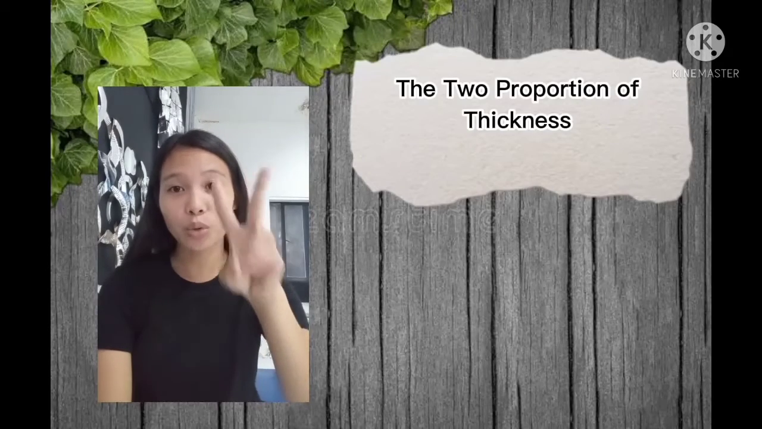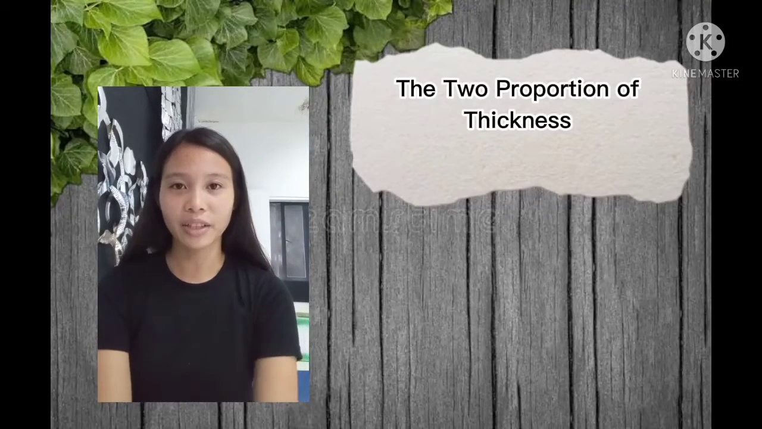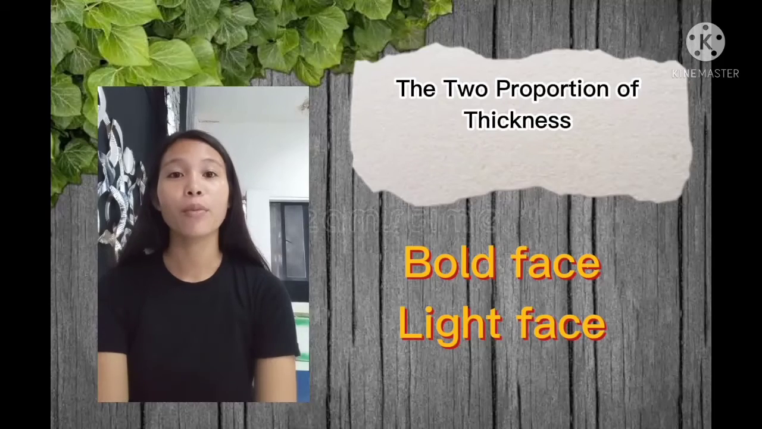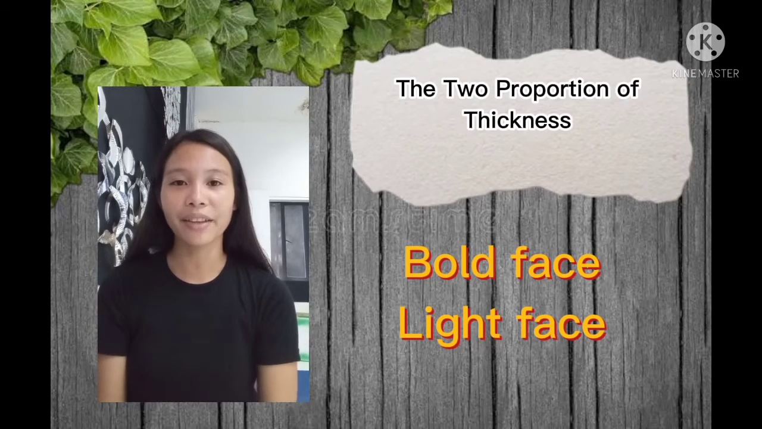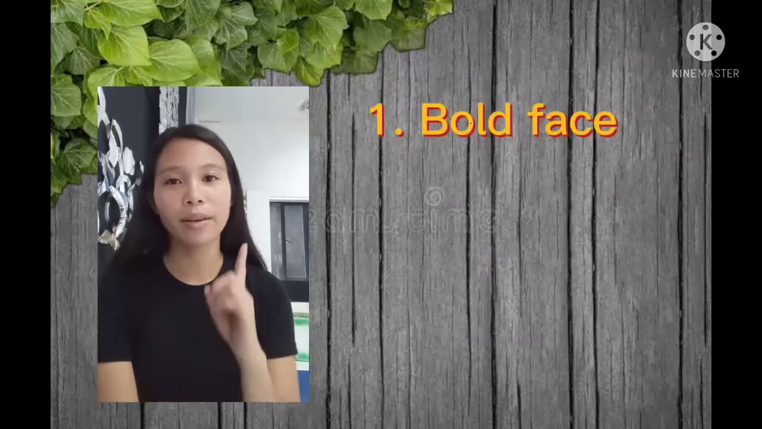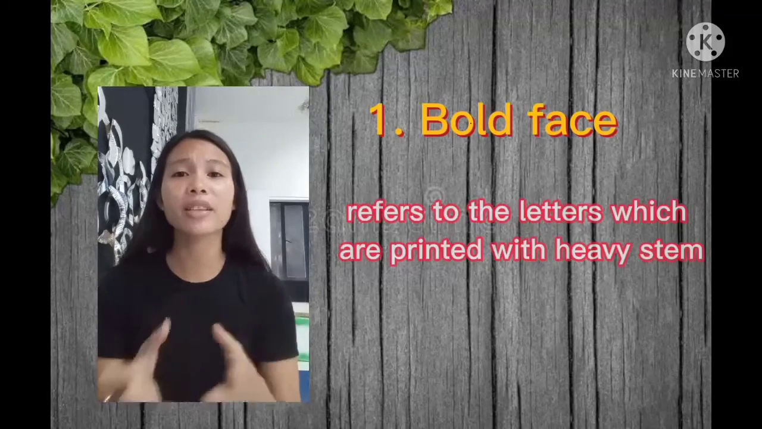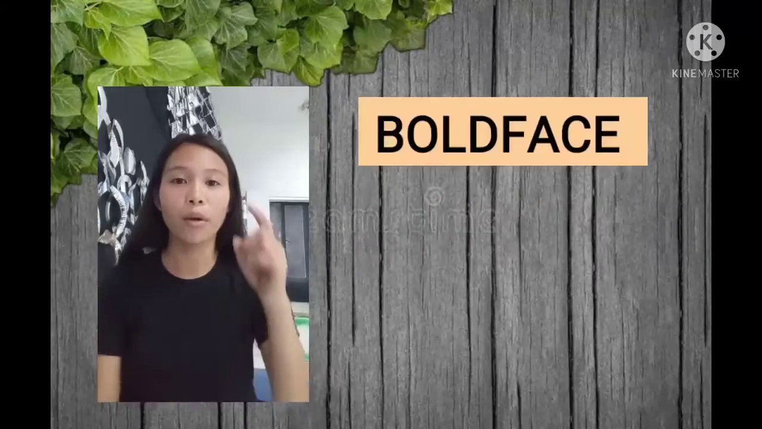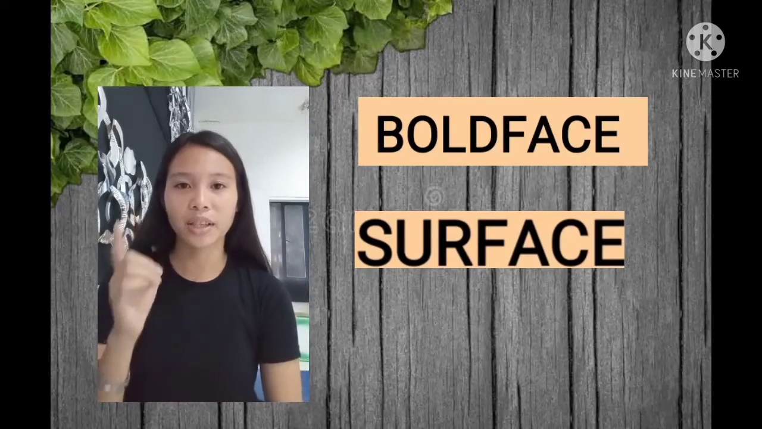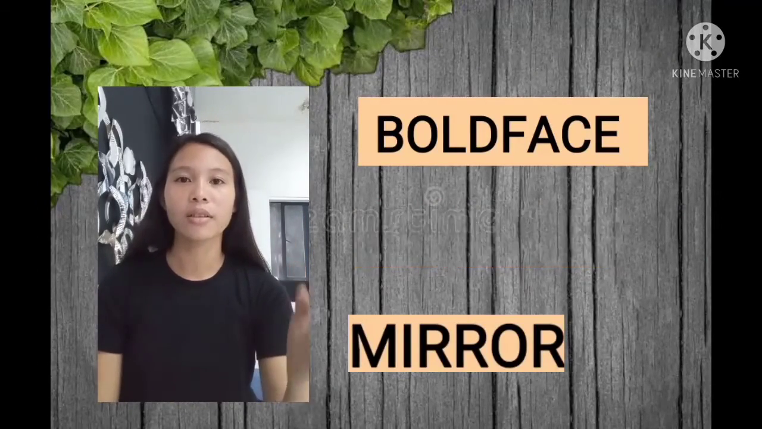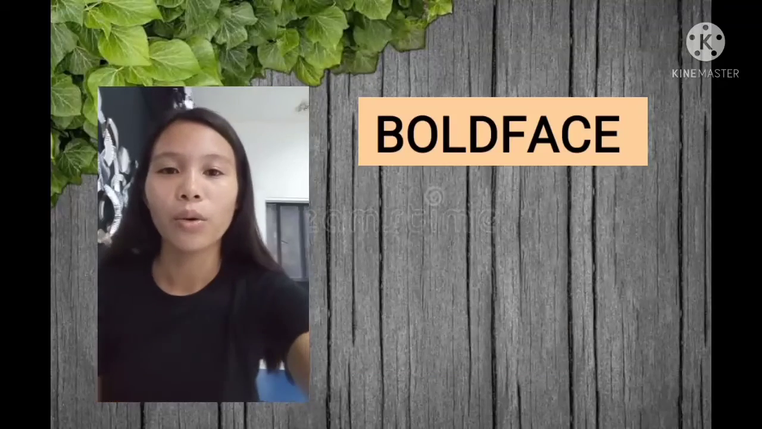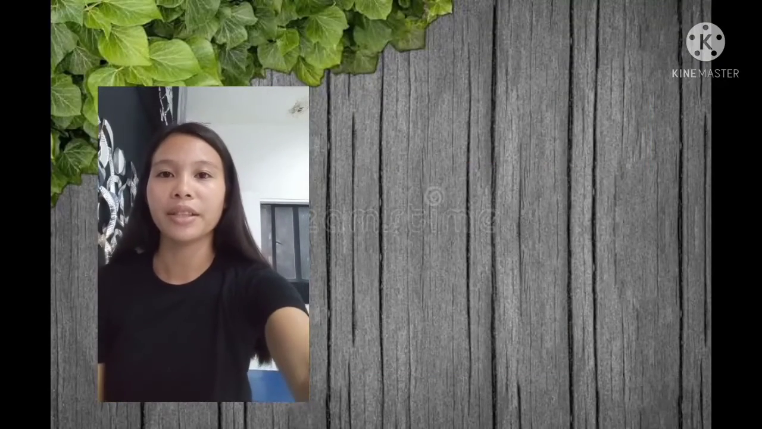So, there are also two proportions of thickness, which are bold face and light face. So number 1, the bold face. This refers to the letters which are printed with heavy stem. Examples: bold face, surface, mirror. Okay, so that is the bold face.